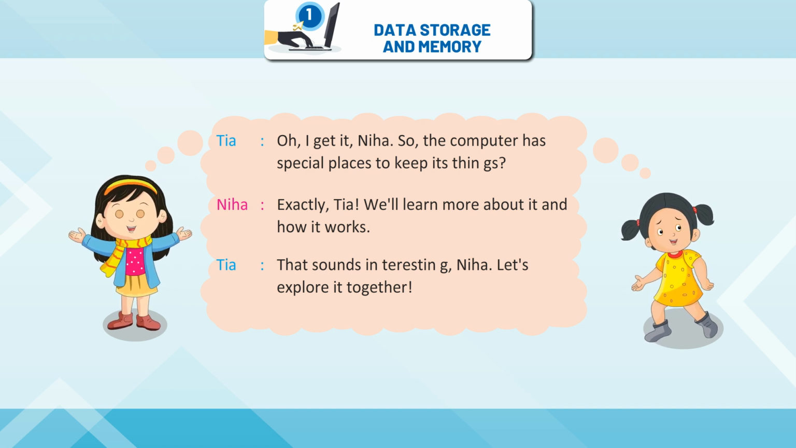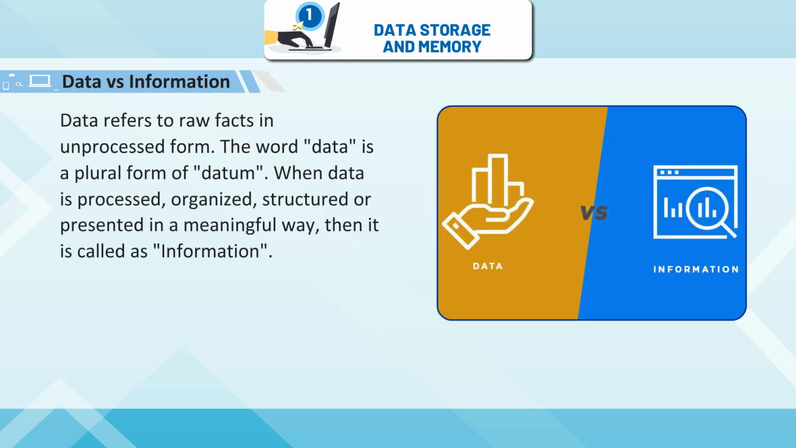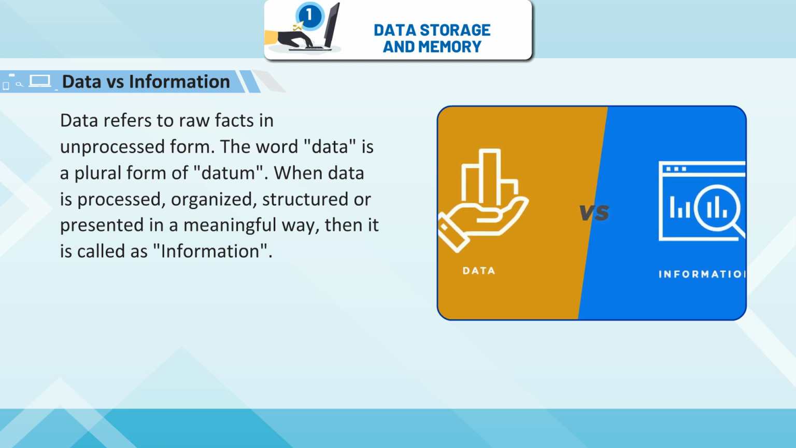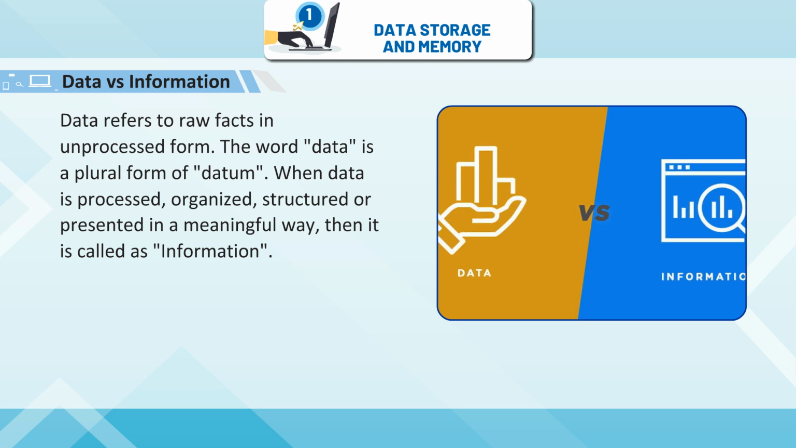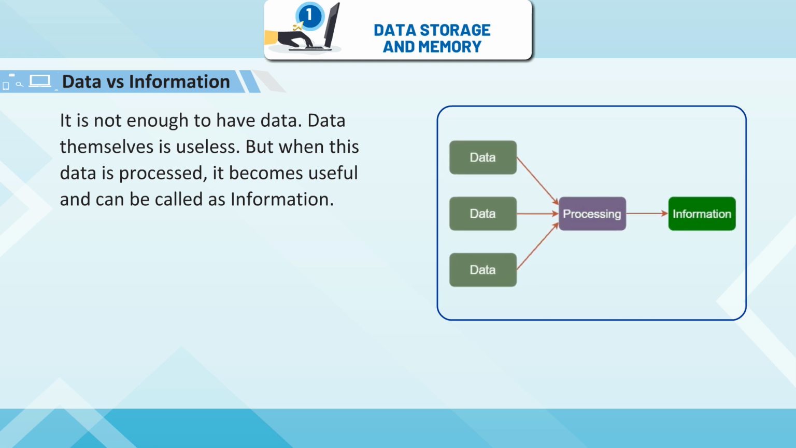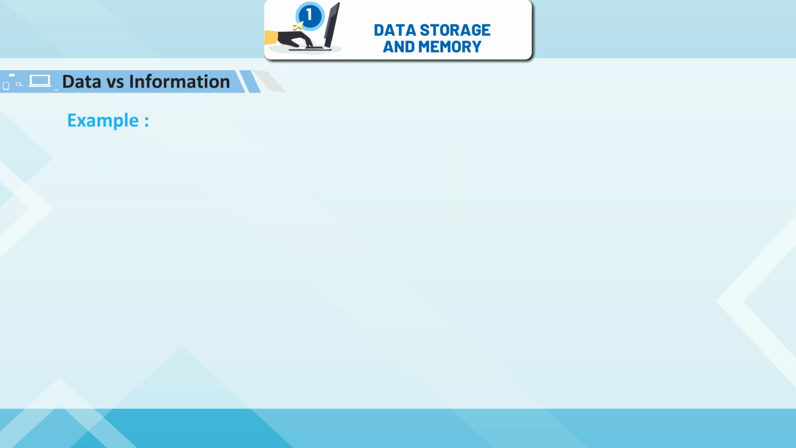Let's explore it together. Data versus information. Data refers to raw facts in unprocessed form. The word data is a plural form of datum. When data is processed, organized, structured, or presented in a meaningful way, then it is called information. It is not enough to have data. Data by themselves are useless. But when this data is processed, it becomes useful and can be called information.